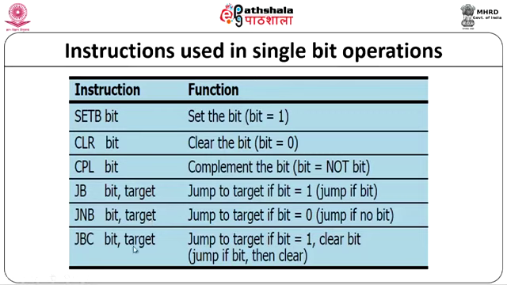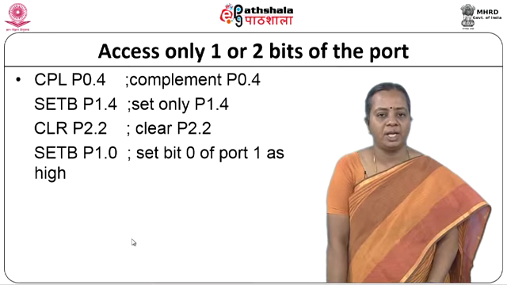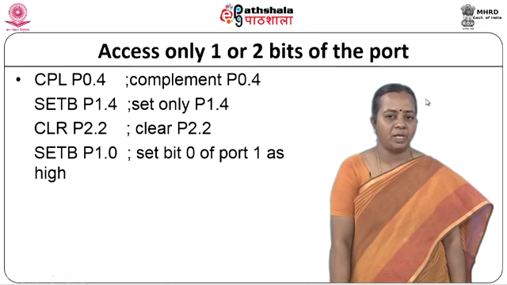to this particular target. JBC is jump to the target if bit is equal to 1, and after that you clear it. So that C says clear the bit after the jump. If the bit is set, you jump and clear that particular bit. So this is what happens with single bit operations. If I want to access only one or two bits of the port, I can use these commands. These are examples of those commands.